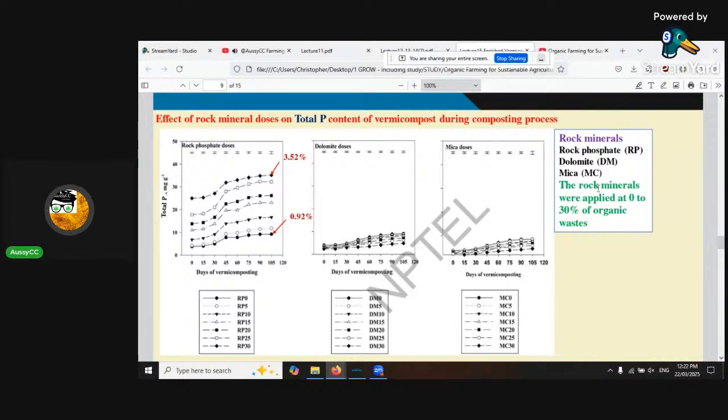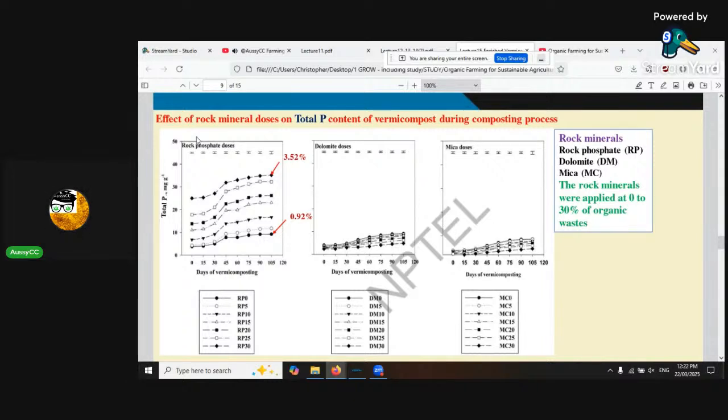Over rock minerals, the rock minerals were applied at 0 to 30% of organic wastes. It just shows it goes up a bit with the rock phosphate. So that's what it's saying, is that phosphate in there helps microbes, some sort of bacteria or fungi, complete their process. They all need different enrichment cultures or their own 5 things that a microbe needs to complete its process.